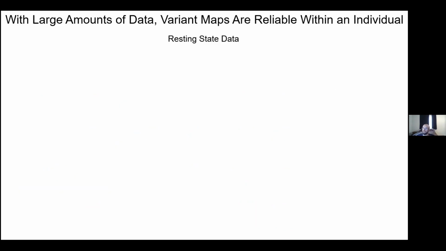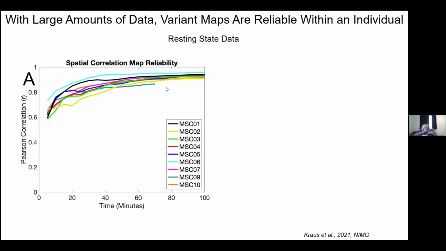So the first thing we wanted to show is that, similar to other data sets that we've looked at, we get a very high reliability of these spatial correlation maps, which we use to estimate network variance from. At first we just started with resting state data, just to show that we would get what we've seen with other resting state examinations of this.